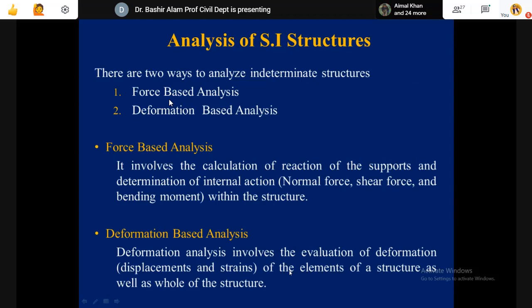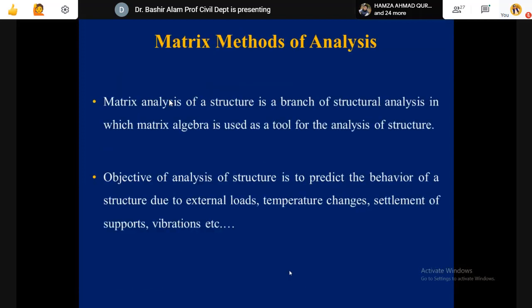Now, globally, there are 2 ways to analyze an indeterminate structure. One is force-based methods. The other is deformation or displacement-based analysis. Force-based analysis involves the calculation of reactions of the supports and determination of internal actions, normal force, shear force, and bending moment within the structure. Deformation-based analysis involves the evaluation of deformation, displacement, and strength of the elements of a structure as well as the whole structure.